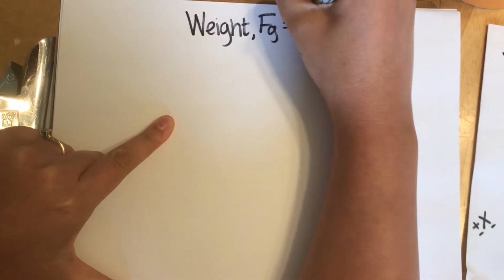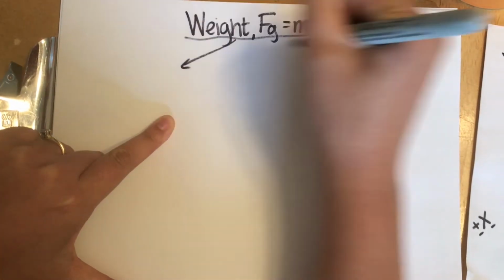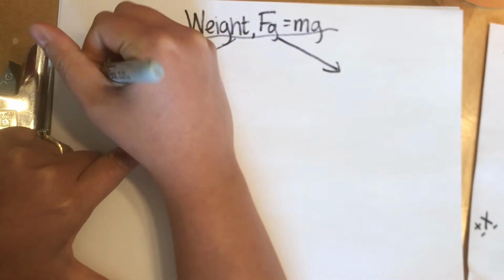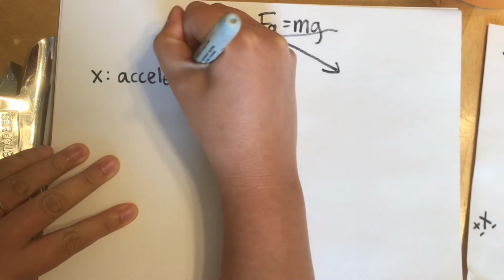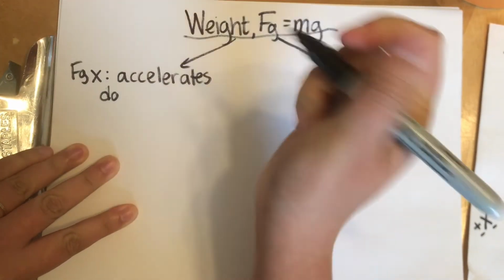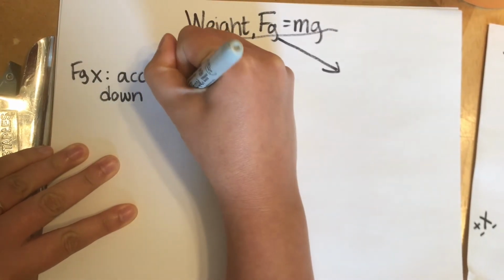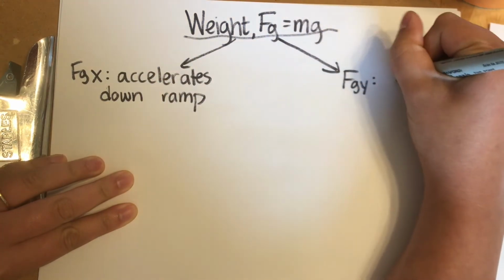The weight, Fg, is the same as it always has been, the mass times the gravitational field. But when I split it into its x and y components, the x component is going to be responsible for accelerating the object down the ramp. The y component is going to be responsible for balancing against the normal force.